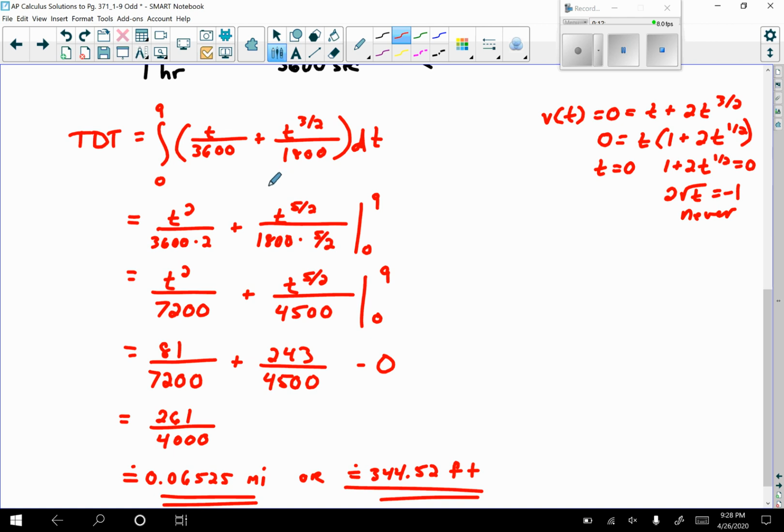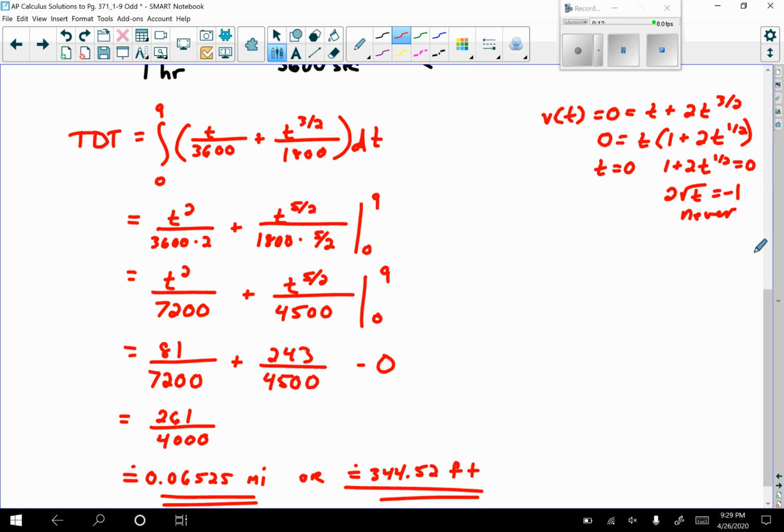I want to take the antiderivative here. I'll walk you through the first couple steps. So this will become, think of this as like 1 over 3,600 times t. So it becomes t squared over 3,600 times 2. If I take 3/2 and add 1 whole to it, I'll get 5/2. So it's over 1,800 times 5/2. And then we get these two fractions here, again evaluating from 0 to 9.